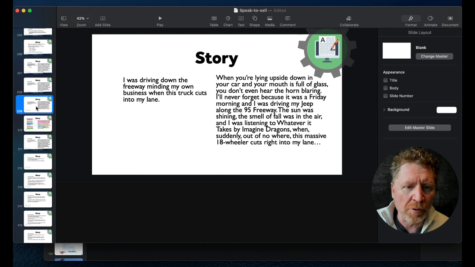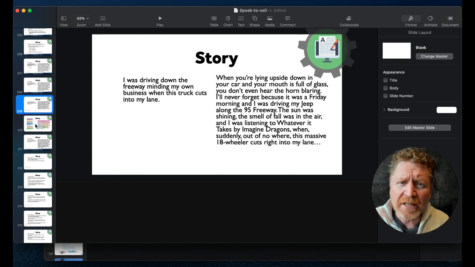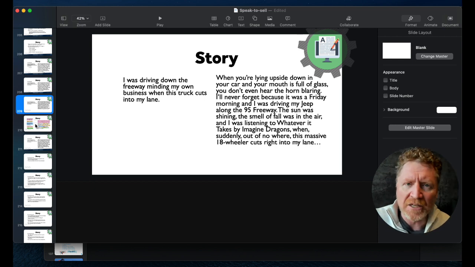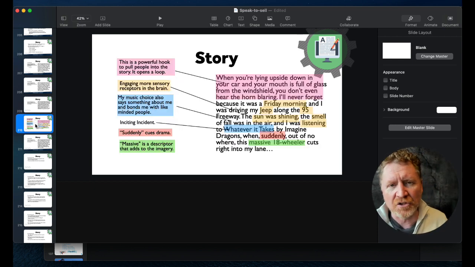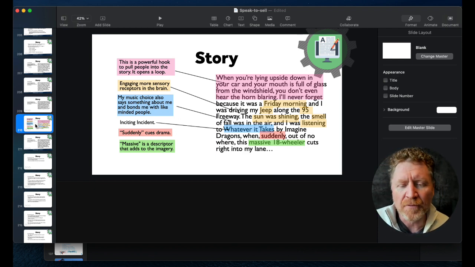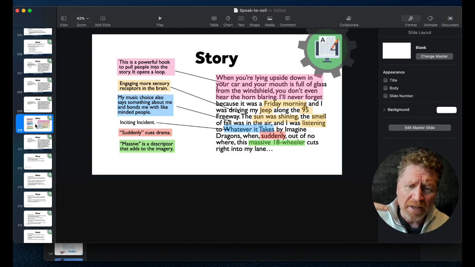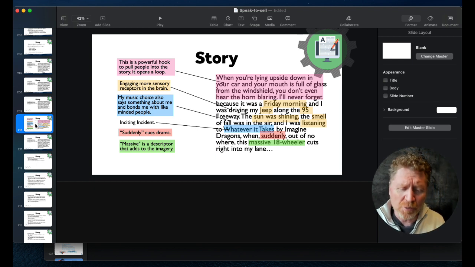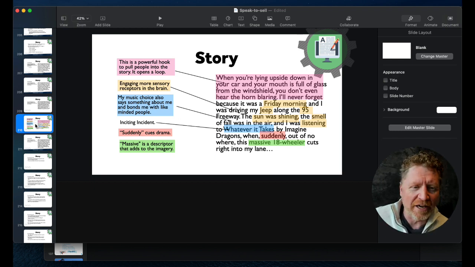Hey, I was driving down the freeway minding my own business when this truck cuts into my lane. That's accurate, right? It gets the information across, but it doesn't paint a picture. Now, you can go overboard on this as well, and that's no good, but this reads pretty easy, right? If I was speaking, I might say something like that. Hey, it's Friday. I remember it so well. It was a Friday morning. I was driving my Jeep along the 95 freeway, the sun shining, the smell of fall in the air, and I was listening to Whatever It Takes by Imagine Dragons.